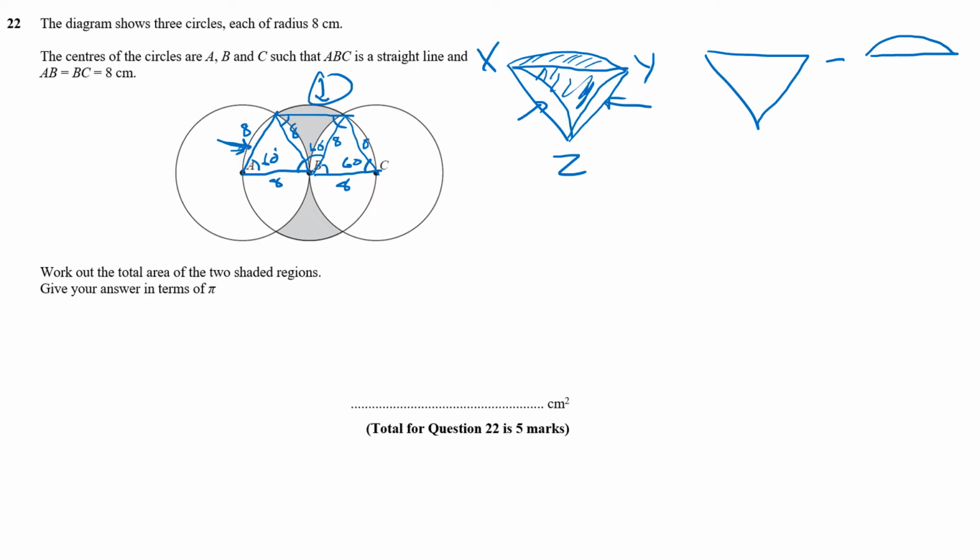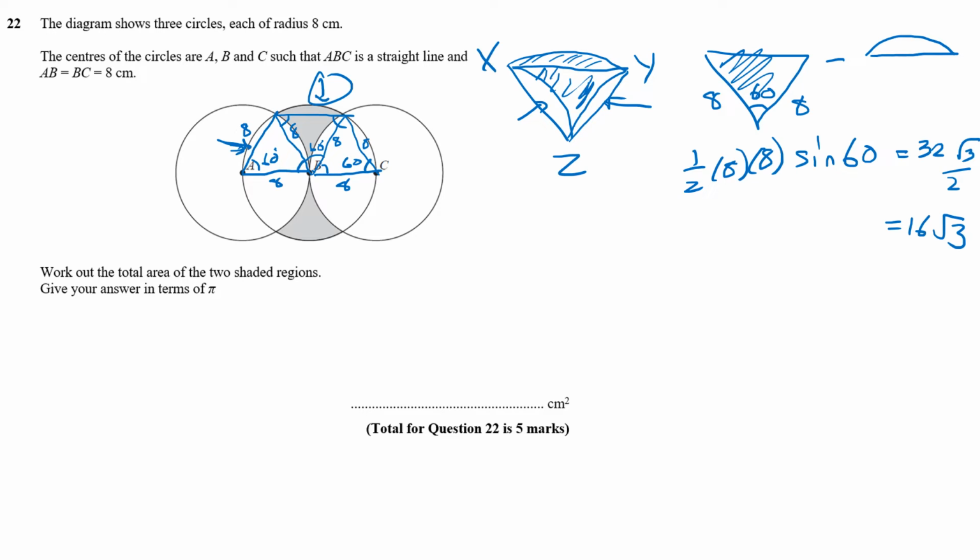Okay. So the area of the equilateral triangle, because we know 8, 8, and 60, we can just use the area sine rule, which is half times 8 times 8 times sine 60. Sine 60 is one of those exact values of trigonometry that you should know. Half of 8 is 4, so 4 times 8 is 32. Sine 60 is root 3 over 2. So overall this is 16 root 3. So we've got the area of the equilateral triangle, 16 root 3.